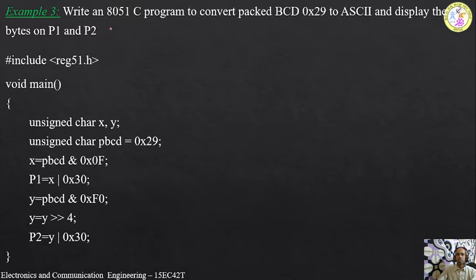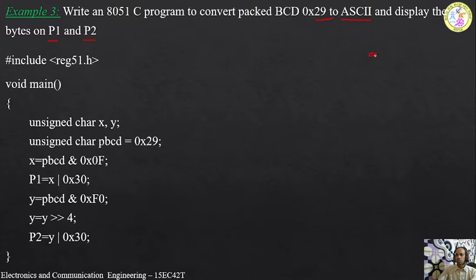Next, example 3. Write an 8051 C program to convert packed BCD 29 to ASCII and display the bytes on P1 and P2. So what we need to do? C program to convert the packed BCD. Now we were discussing the unpacked BCD. Now they have given packed BCD. 29 is the packed BCD, and it has to be converted into its equivalent ASCII.